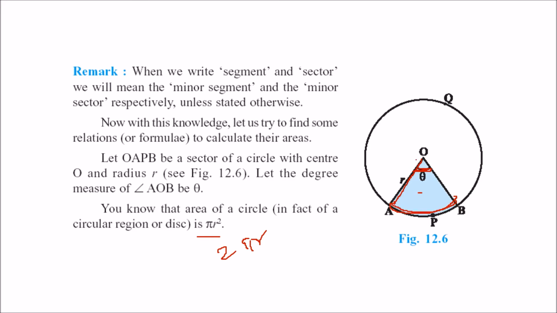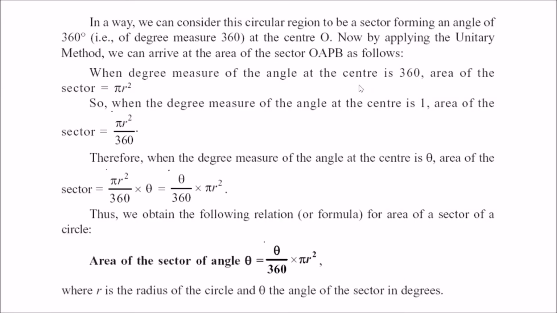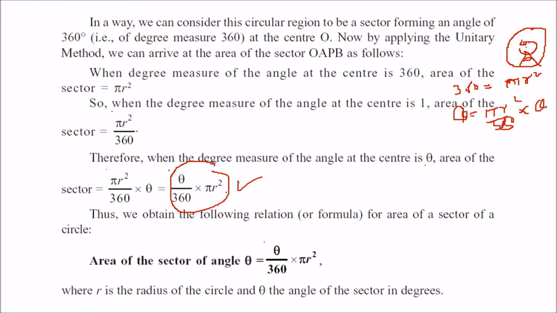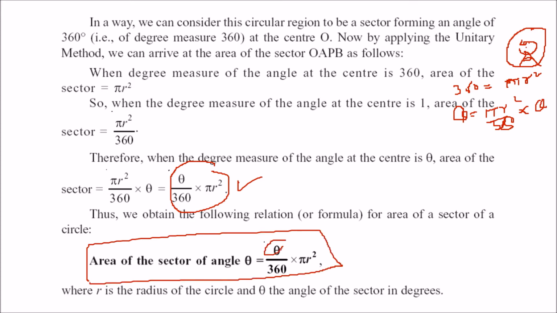How to find out? It's quite easy. We will use the unitary method like this. For a circle, the complete area is pi r square. From here to here, if we travel 360 degrees, for 360 degrees the area is pi r square. For 1 degree, it is pi r square by 360. How about theta? For theta, it will be pi r square by 360 into theta. So this is theta by 360 into pi r square. This is the area of the sector. So area of sector is theta by 360 into pi r square, and this theta is in degrees.